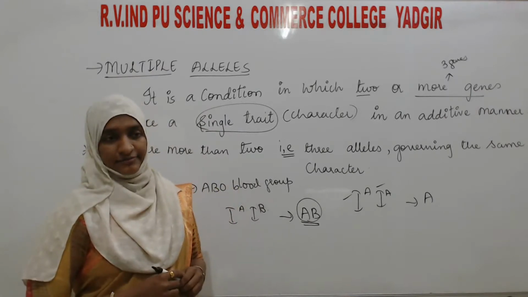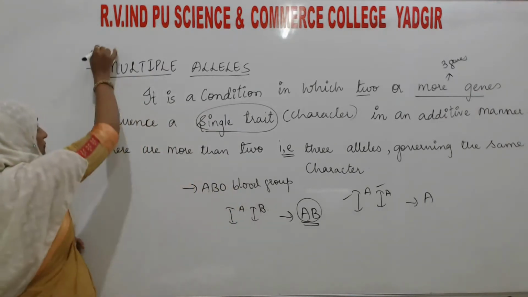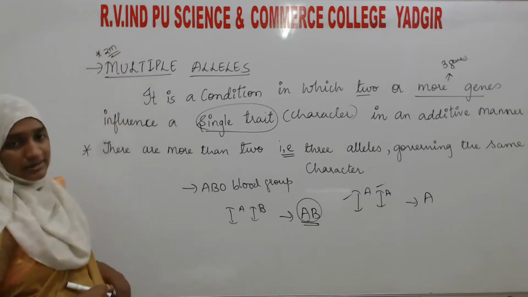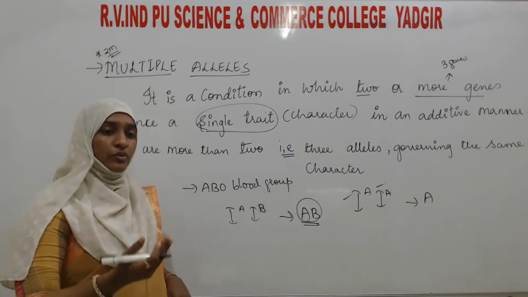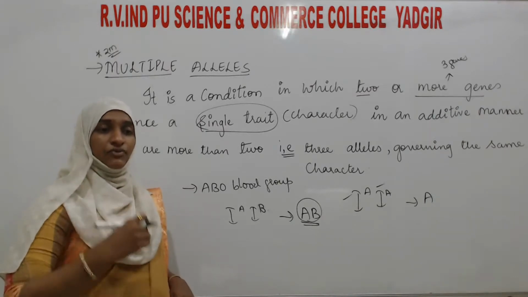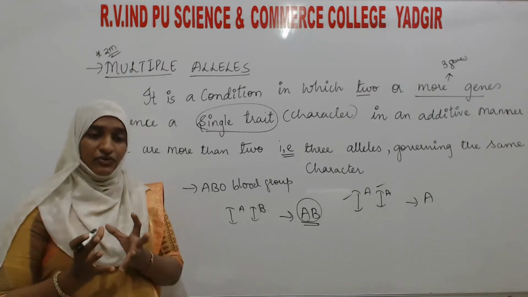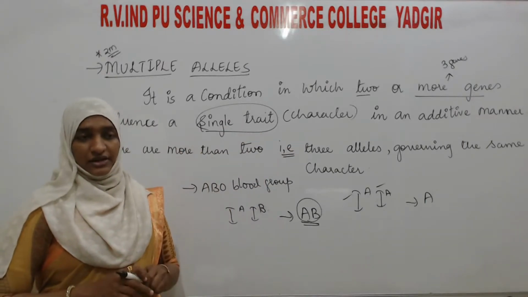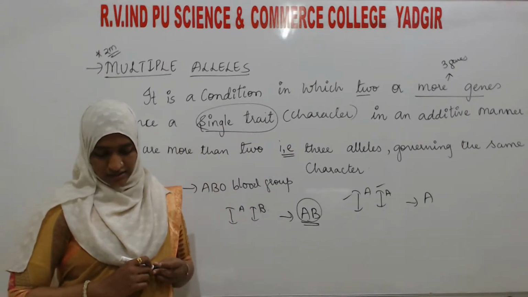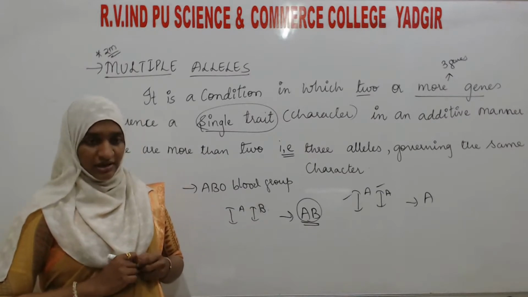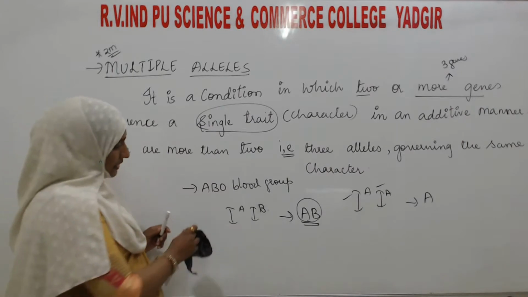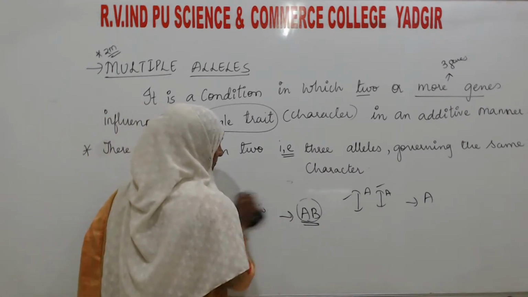That we call multiple alleles. Sometimes they will ask for 2 marks: what do you mean by multiple alleles? More than 2, that means 3 or 4, that many alleles are meant for only one character. That we call multiple alleles. Here one more example: a flower might appear in either orange or red or yellow.